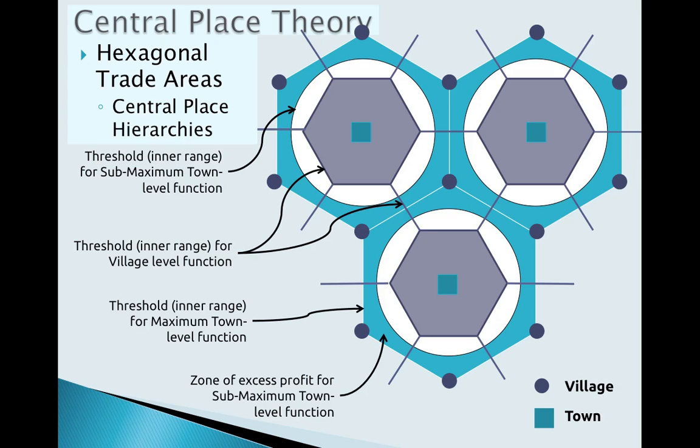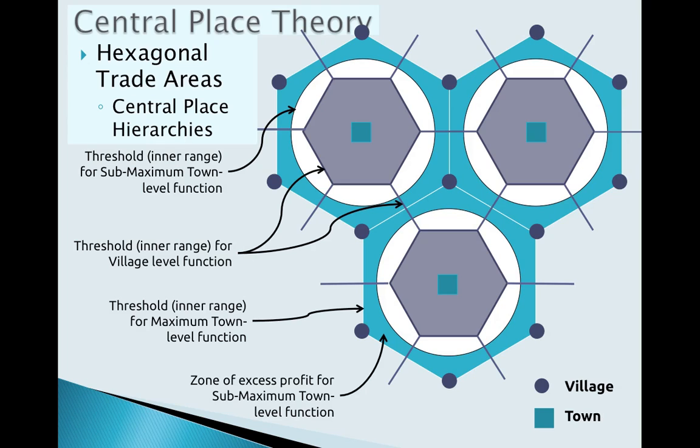And what we see on this diagram is that there are three towns and there are 8, 9, 10, 11, 12, 13 villages. Let's see if I have that right. 6, 7, 8, 9, 10, 11, 12, 13. Yep, so there are 13 villages on this diagram. Sorry about the pause. I was just making sure my math was correct.